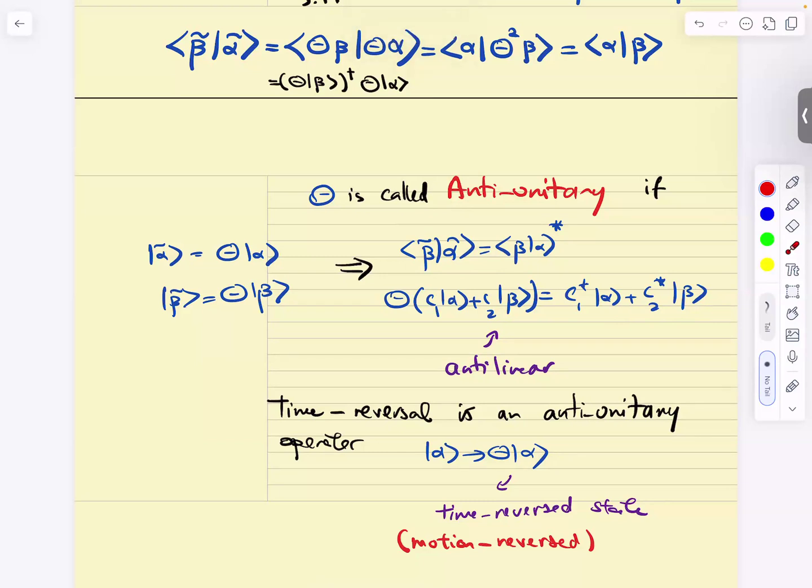So an antilinear, what was a linear operator? A linear operator does the following. If you have A acting on C1 alpha plus C2 beta, these are complex numbers, right? This would be C1 A alpha plus C2 A beta, right? An antilinear operator, if you have that expression, you can bring this in. Once you pass it through the complex numbers, you'll have to take the complex conjugation. Oh, sorry. Theta here. That's what an antilinear is.